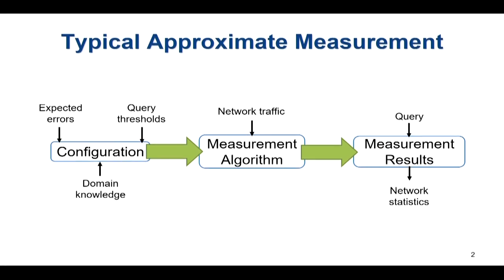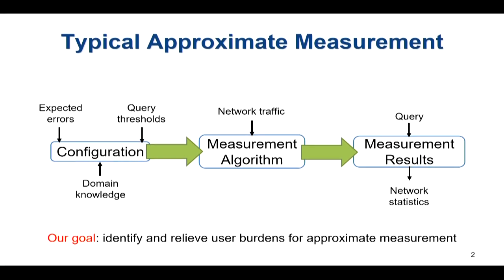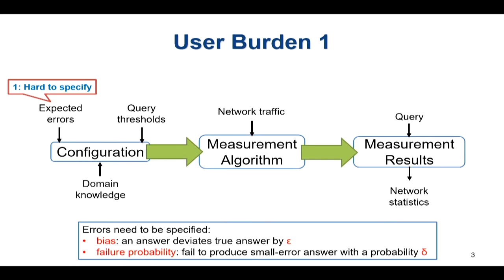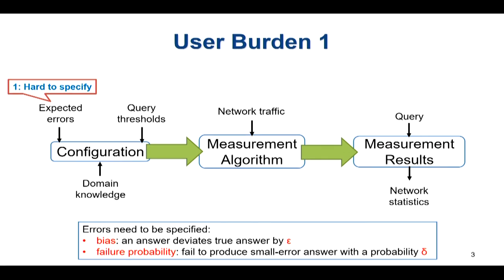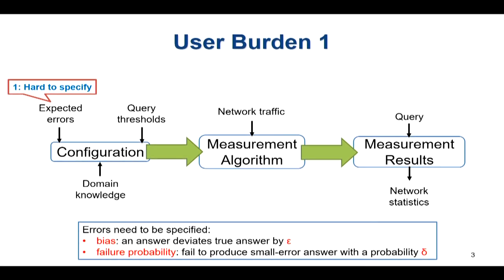However, approximate measurement introduces some user burdens for practical usage, and our goal in this paper is to identify and relieve such user burdens. The first user burden is specifying the expected errors. Currently, errors are often characterized by two variables, a bias epsilon and a failure probability delta. The two variables mean that the approximate results deviate from the true results by at most a factor of epsilon with a high probability 1 minus delta.